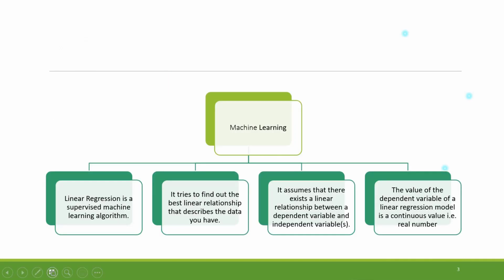Linear regression is a supervised machine learning algorithm. It tries to find out the linear relationship that describes the data, whatever you have. It assumes that there exists a linear relationship between a dependent variable and independent variable. We'll see what is a dependent variable and independent variable. The value of the dependent variable of a linear regression model is a continuous value. It means it's a real number.